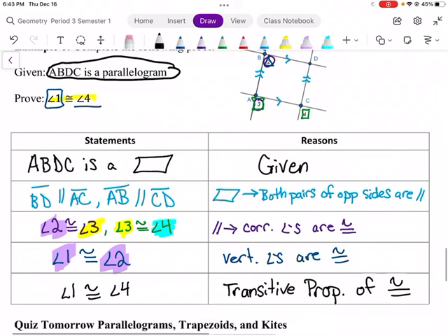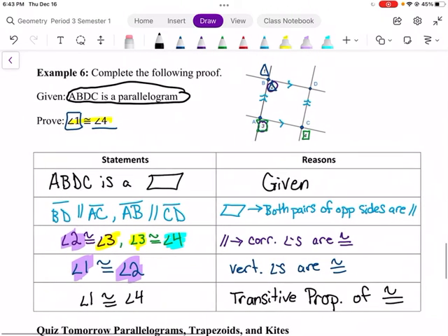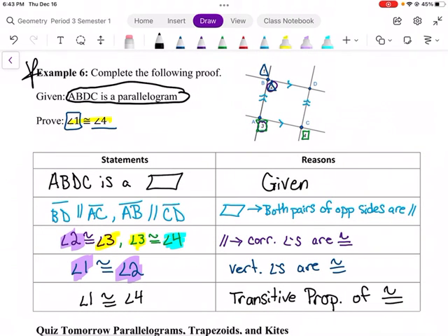This would be a good example to help you study for the test tomorrow. So make sure you look over this one from the notes, and it is on 5.4 day 2 notes. Okay, and then if you want to continue on to the proofs from the test review, I have videos for those as well.